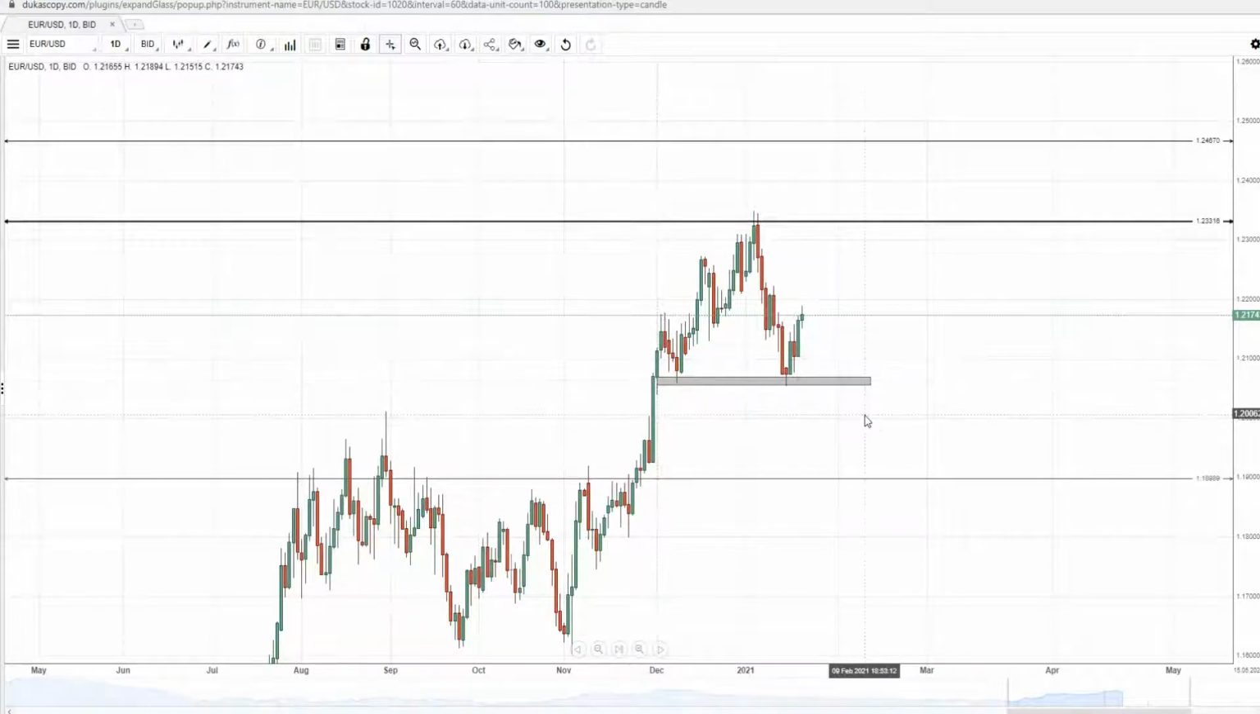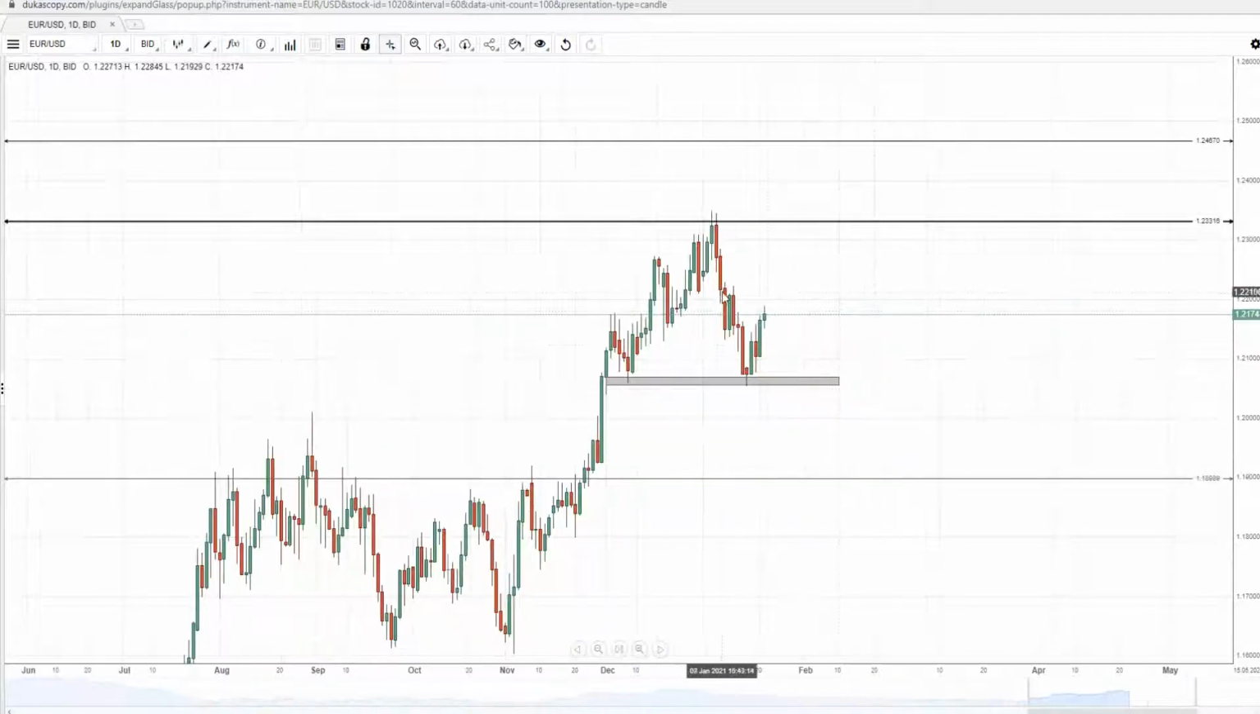Technically, look at this set stop. It's kind of set stop here. Look at the way the price reacted at that zone. So we need to watch the way today's candle closes. That's when we can decide if this price will be going up or coming downward.